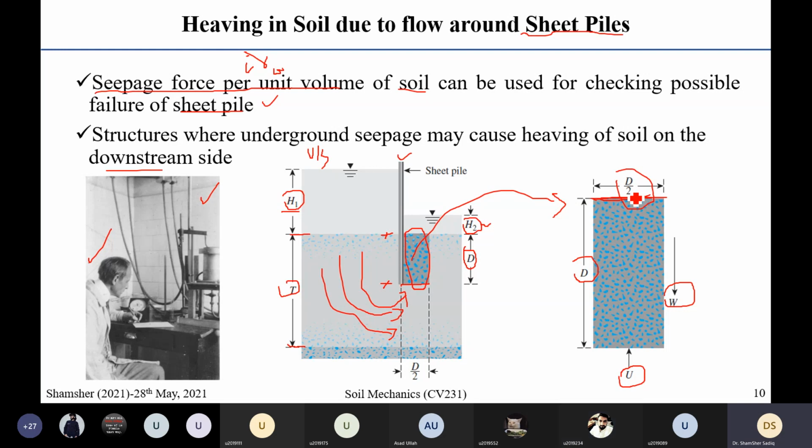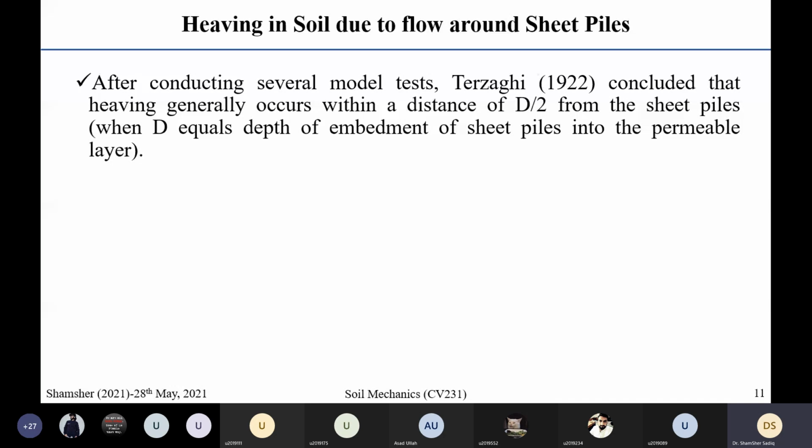Okay, and this has been proven by experiments. All right. So let us see now. Professor Terzaghi in 1922 conducted a lot of tests, and I told you in the previous slide that based on those tests, he said that failure, or the heaving, generally occurs within the distance of D/2 from the sheet pile. And what is capital D? I told you it is the embedment depth of the structure into the permeable layer.